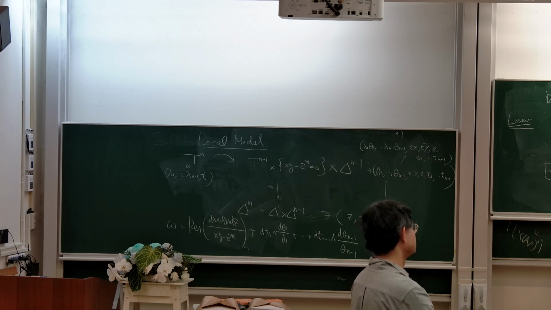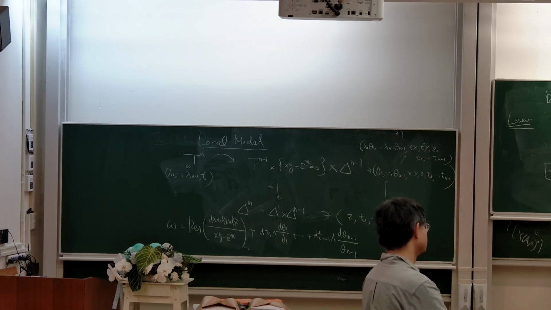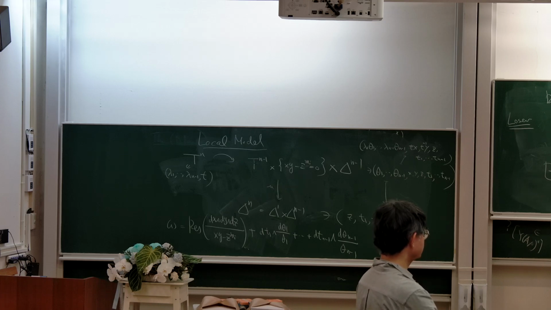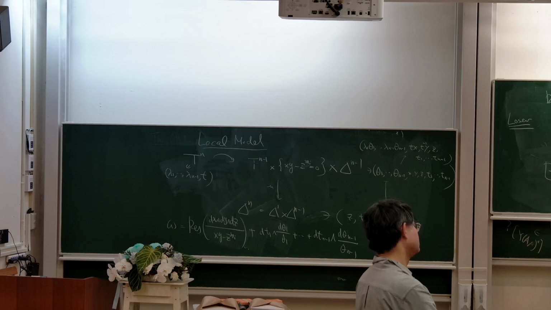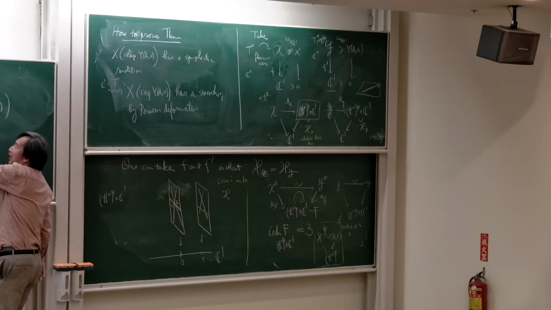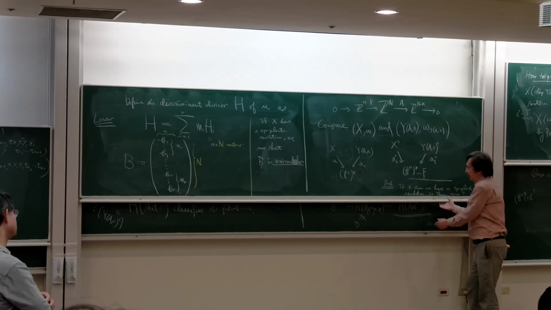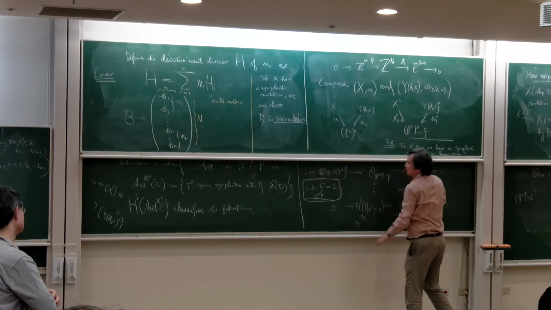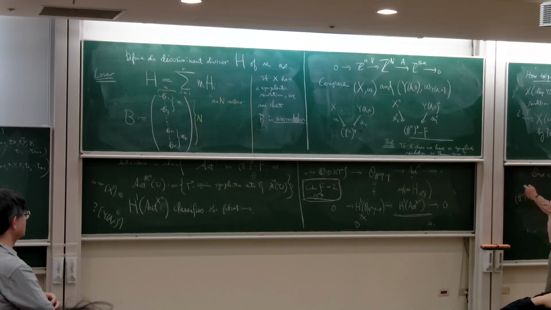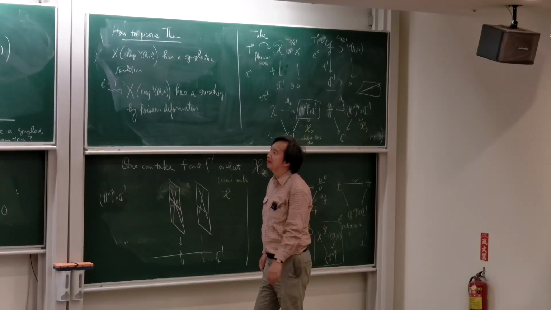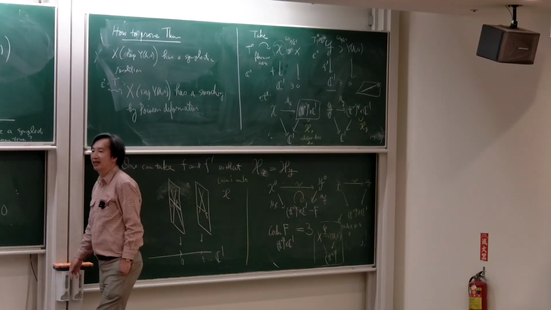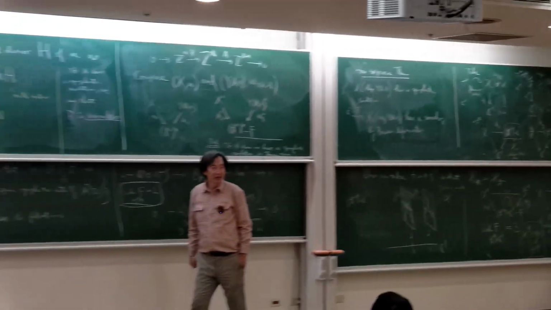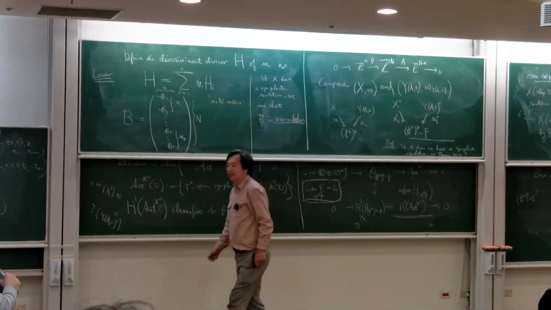For example, if X has only Q-factorial terminal singularities, it is rigid. And so we cannot compare. Of course, the candidate exists, but this argument fails because of these conditions. So we need another, different argument. Yeah, so let's speak again.